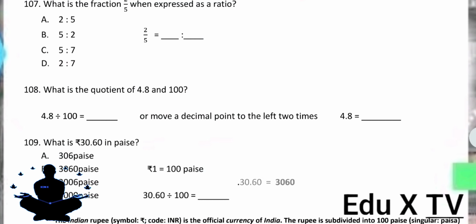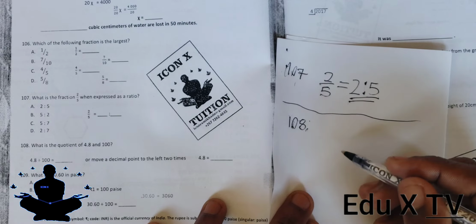We go to number 108. What is the equation of 4.8 and 100? Equation, remember, we are talking about dividing. We are dividing, okay? So this is how we are going to do it.